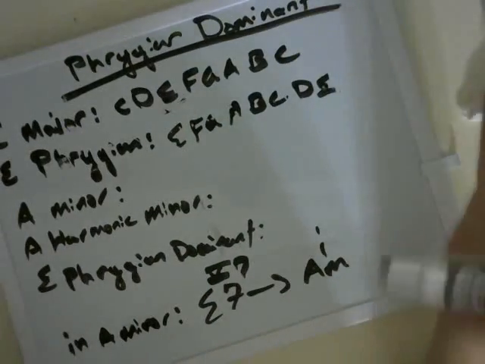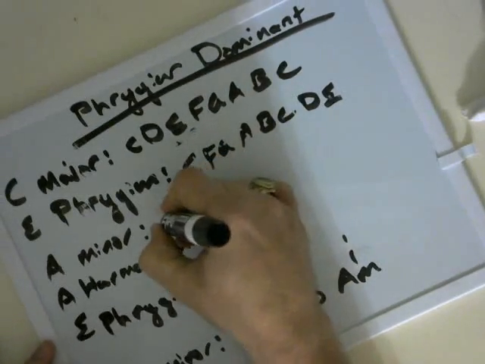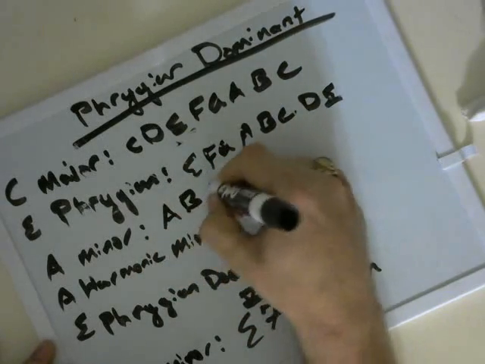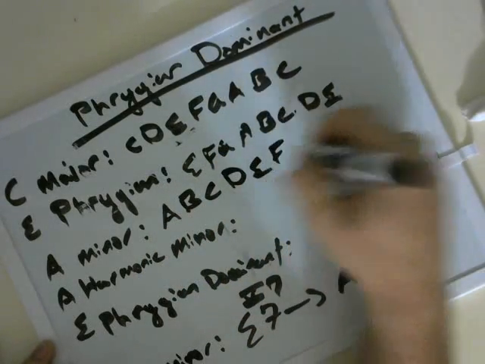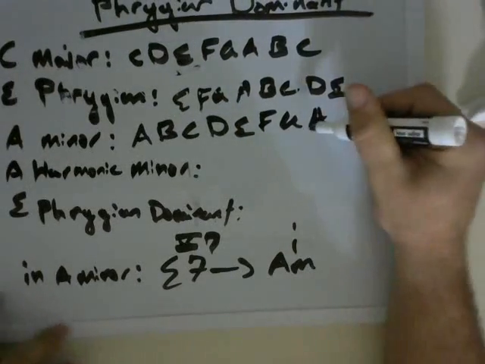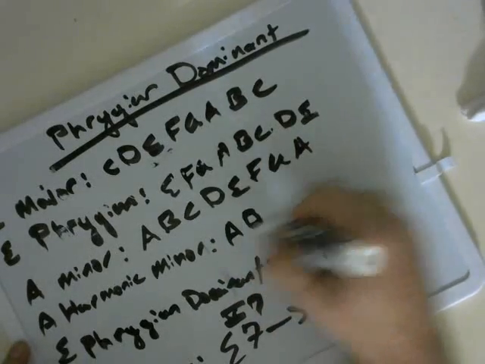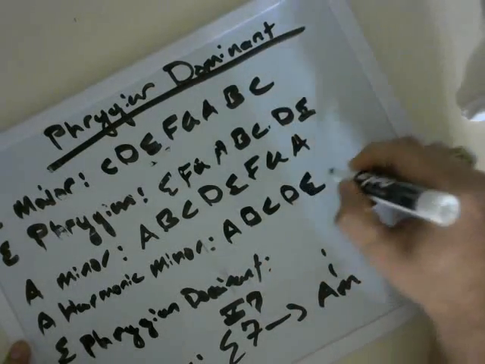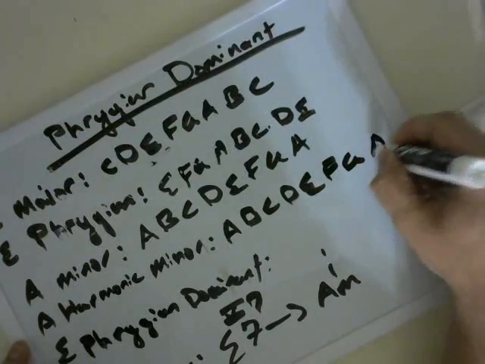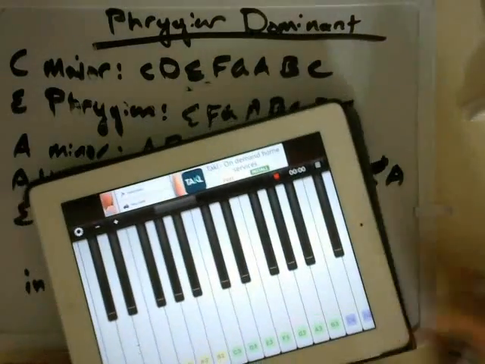So then to get to the Phrygian dominant, we go to A minor, like switching up keys real quick. A, B, C, D, E, F, G, A, right? That's A natural minor, and then to get the harmonic minor, we raise the 7th scale degree. So we have A, B, C, D, E, F, G sharp, A. That's the harmonic minor scale, and that's what we need to talk about.